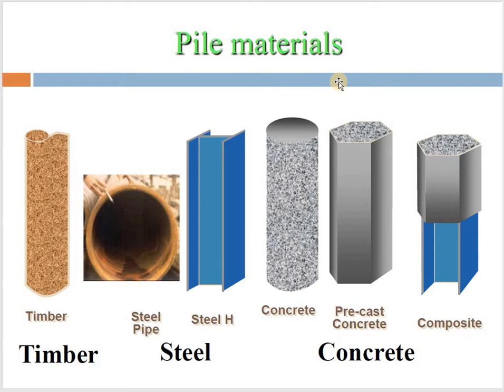Based on the material you have here, you can see the timber pile. You can even use the coconut tree as a timber pile. It is a very strong timber pile in places like Kuttanad. Even the concrete tree is used as a timber pile, or you can use any other tree which is strong enough to take the load of the structure. Then obviously the steel pipe and steel H piles are basically used for coastal areas. You can effectively use these steel pipes and H piles.